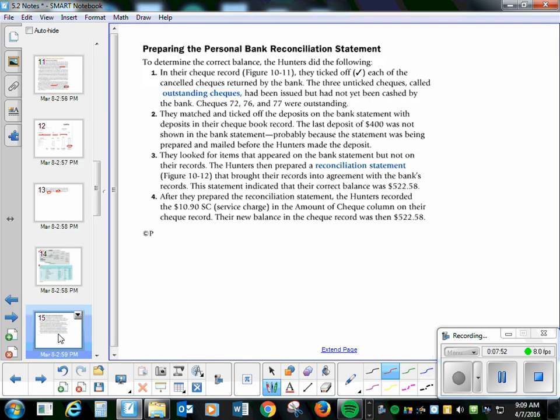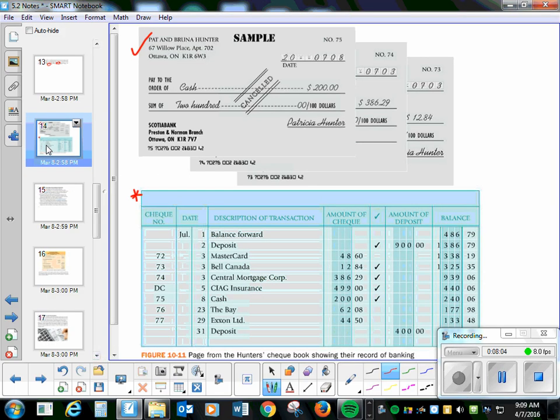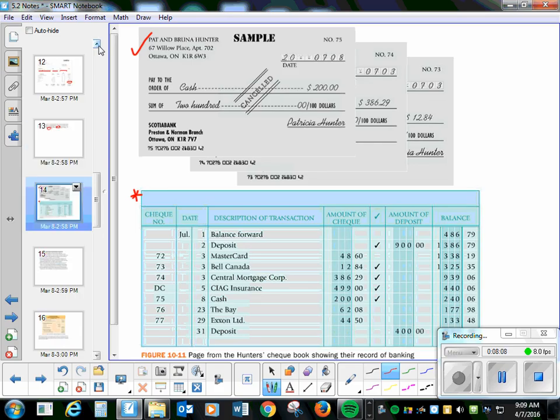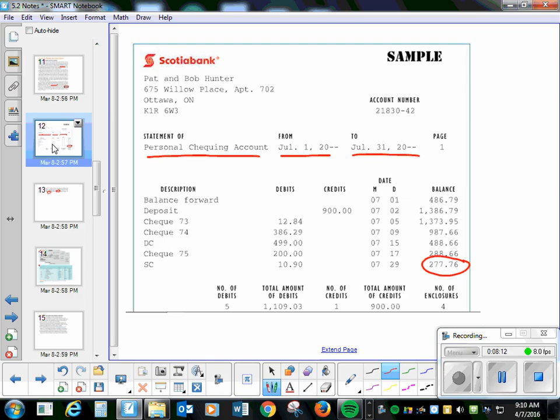So here are the steps that you need to do. When you're doing a personal bank reconciliation, you do the following. In their check record, they ticked off each of the canceled checks returned by the bank. Okay, so they went back to here and they checked off, and I'll have to flip back here a little bit for you. They made sure that all of these things were actually recorded into their transaction or their record book.